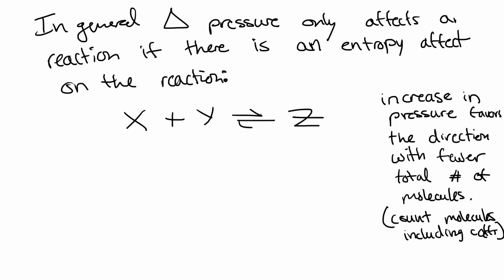Sorry, increase in pressure favors the direction with fewer total molecules. So increase in pressure favors product because it favors the side with fewer molecules. Increase in pressure drives it toward product. Okay, that should make more sense actually. 2 becomes 1. Okay. Decrease in pressure favors reactant. Decrease in pressure will favor things with more molecules, so it'll go toward the left side.